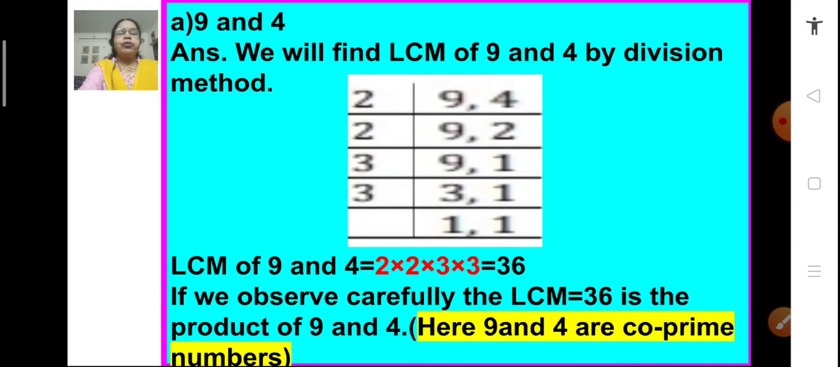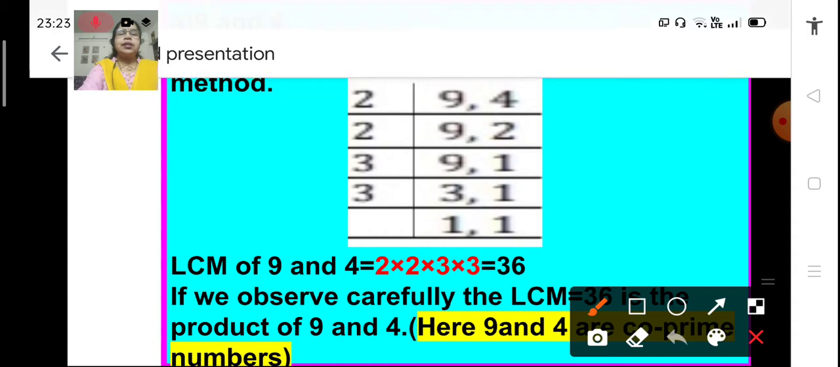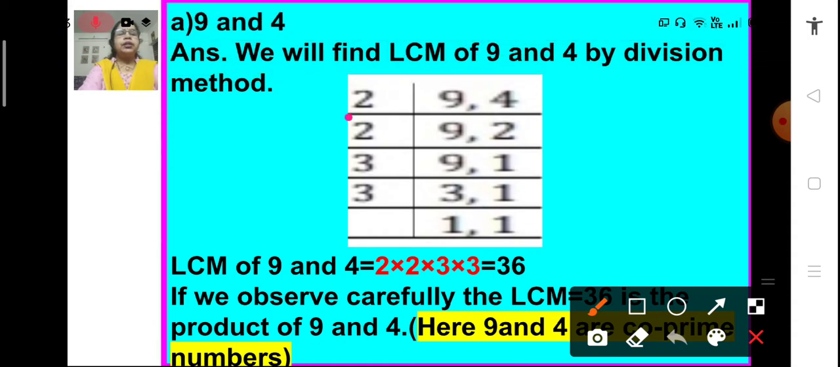First one is 9 and 4. So let's find the LCM of 9 and 4 by division method. For this we write 9 and 4 and start dividing by the lowest prime number, that is 2. 2 does not divide 9, so 9 will be written as such. 2 divides 4 and we get 2 here. Again we take 2, and 9 will be written as such, and 2 divides itself, we get 1. Next we take 3, the next prime number. 3 divides 9, we get 3 here, and 1 will be written as such. And we again take 3, and 3 divides itself, we get 1 and 1.